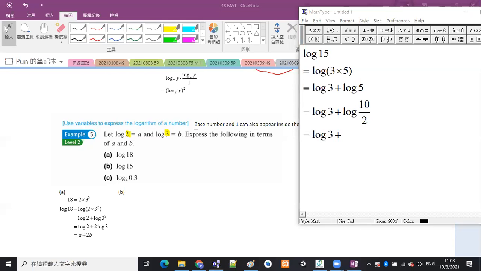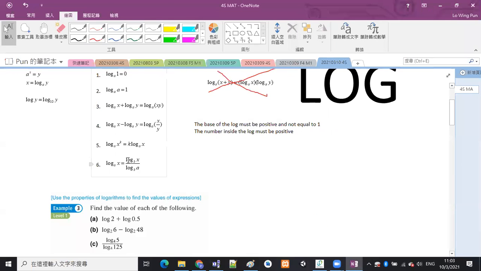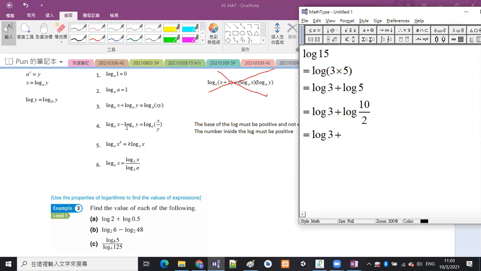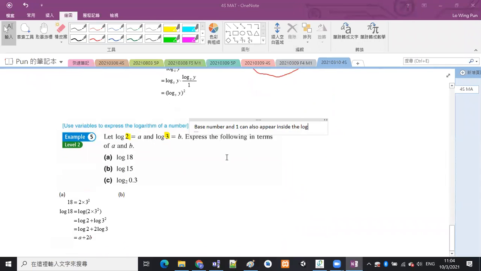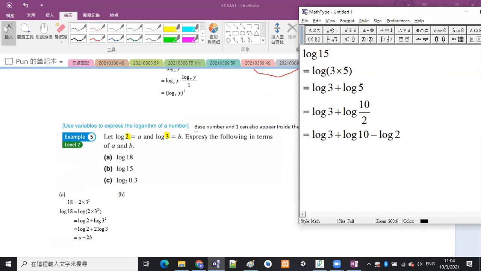And then we are going to use the fourth property to change from the right-hand side to the left-hand side. Becomes log 10 minus log 2. Okay? And now, all the numbers inside the log are the allowed numbers. 3 and 2 are the given numbers. 10 is the base, so it is also allowed.